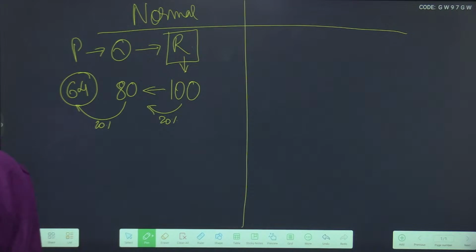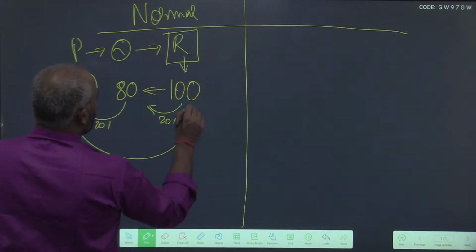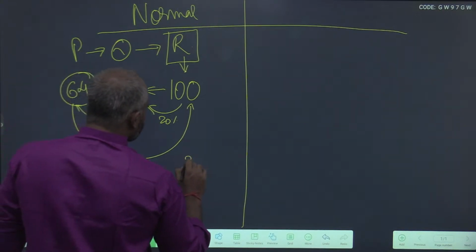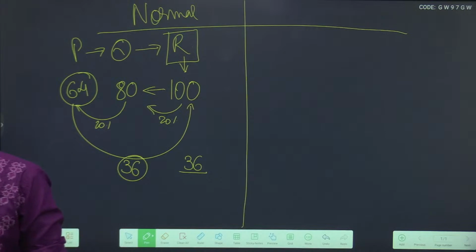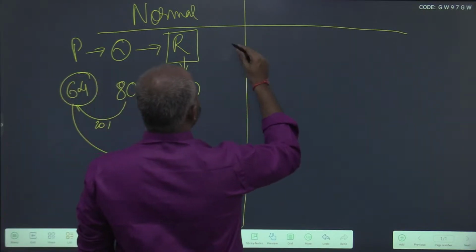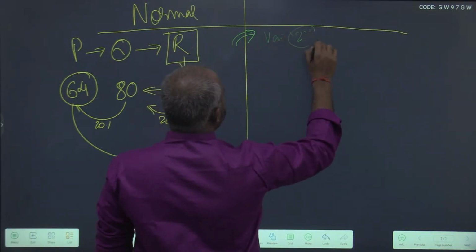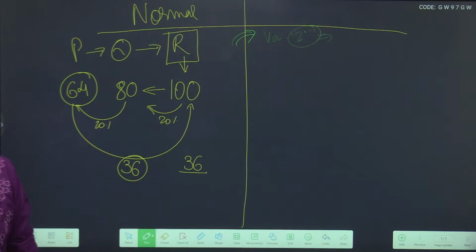Now what was the question? By how much percent is R's salary more than P's salary? R's salary is more than P's by 36. And who is the reference, P or R? I have always told you, yesterday we discussed this: the variable that comes second, or that comes after conjunctions or prepositions, will always be the reference.